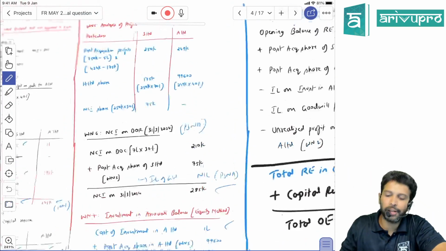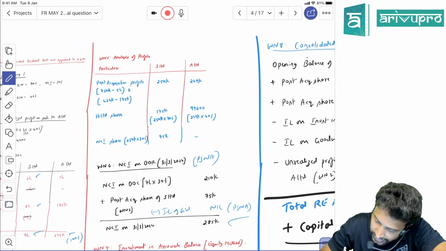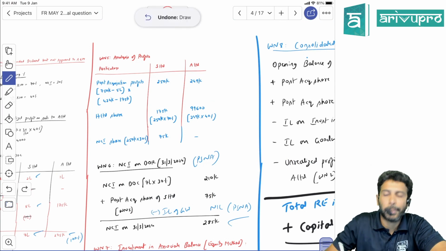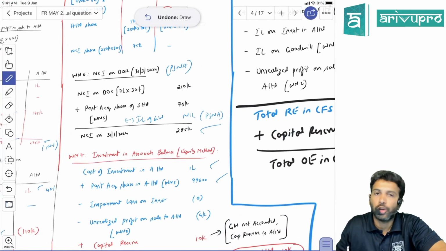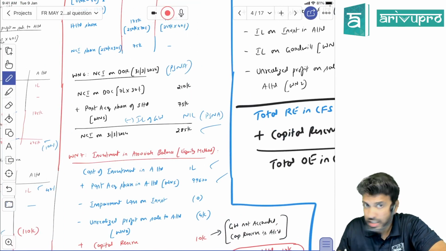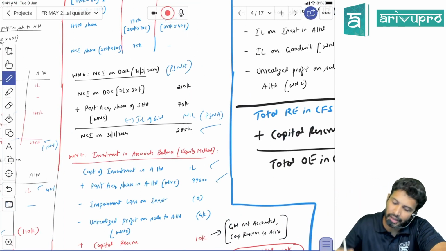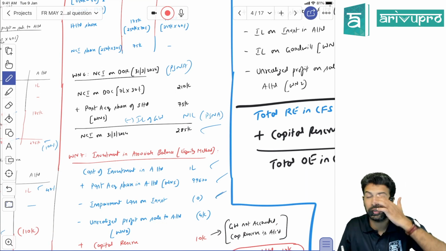Does the associate company have any post-acquisition profit? Yes, they have reported 2,49,000, but the parent will only get its share, which is 99,600. Add that. Then, do we have any impairment loss relating to investment? Impairment loss on goodwill was there, but impairment loss on investment is not there, so nothing here.